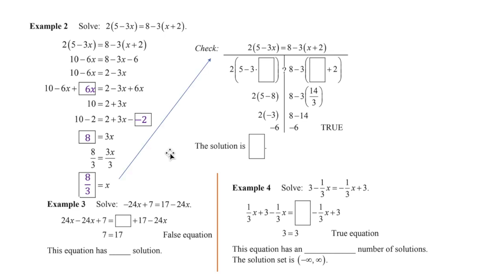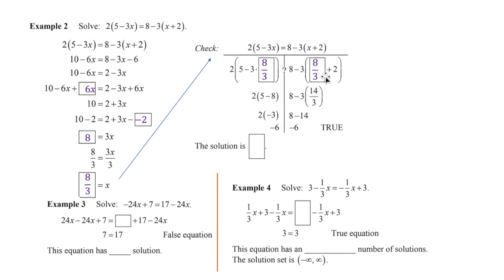But of course, we have to check to make sure this is a correct solution. So wherever I see x, I'm going to replace it with 8/3. Multiplying first on the inside here will give me 5 minus 8. 5 minus 8 is negative 3. Multiplied by 2 is negative 6.